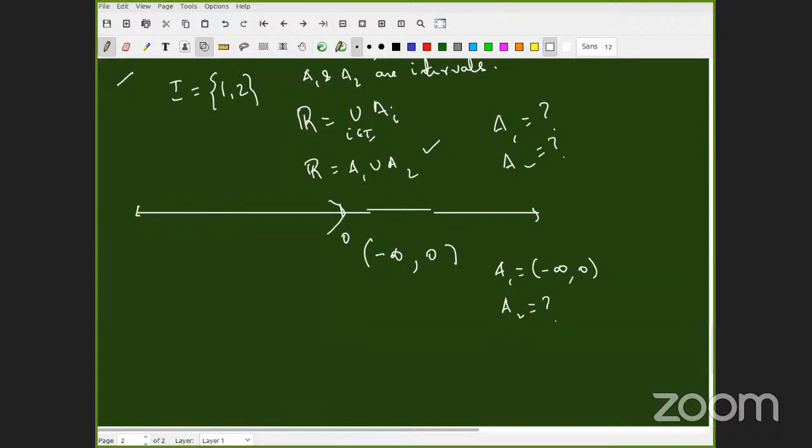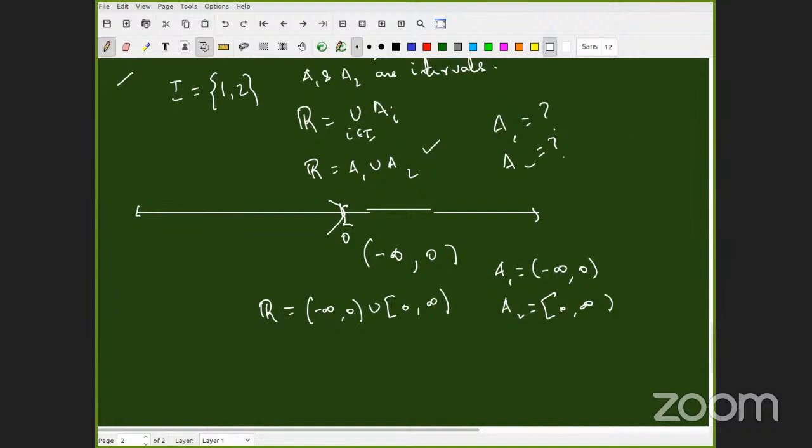Very good. Yeah, Matish. All right, Matish. It's the closed interval 0, infinity. Excellent. Very good. That's all. Look at how he said it, he didn't say open interval 0, infinity. What will happen if I say open interval 0, infinity? I will miss 0. R is not equal to that. Now it is perfect. R equals open interval minus infinity, 0, union closed interval 0, infinity.